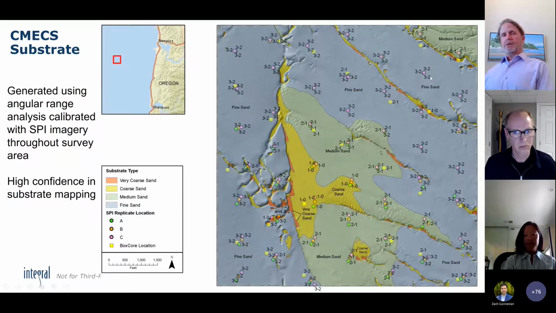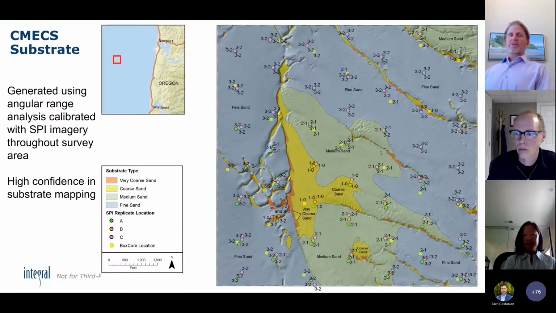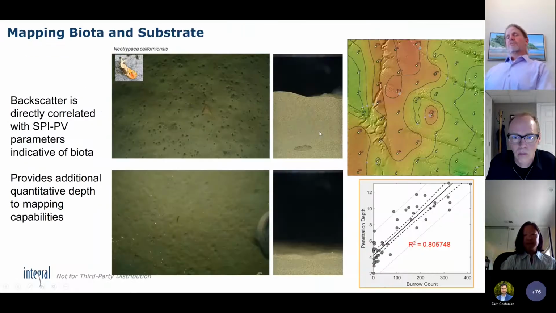So here's that map I showed earlier. With the SPY camera data, we're able to validate the different sediment sizes out there and create a substrate map. And this CMECS is the Coastal and Marine Ecological Classification Standard developed by NOAA for classifying benthos at a site. So we're able to develop a good classification for the site.